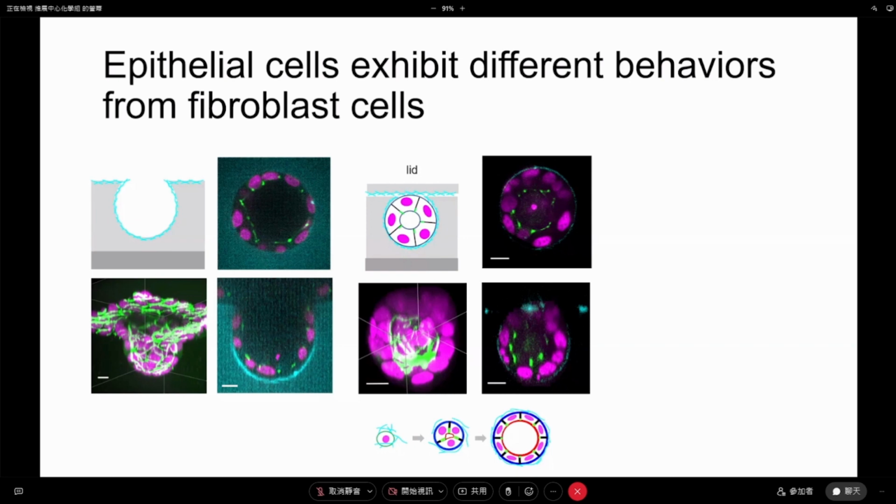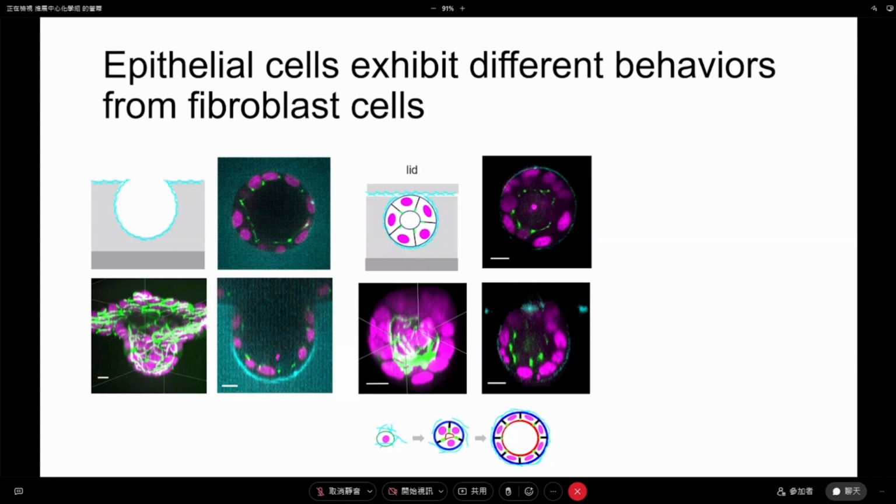And we can also construct a closed topology to make a cyst. Normally, a single epithelial cell embedded in a matrix grows into a cyst.